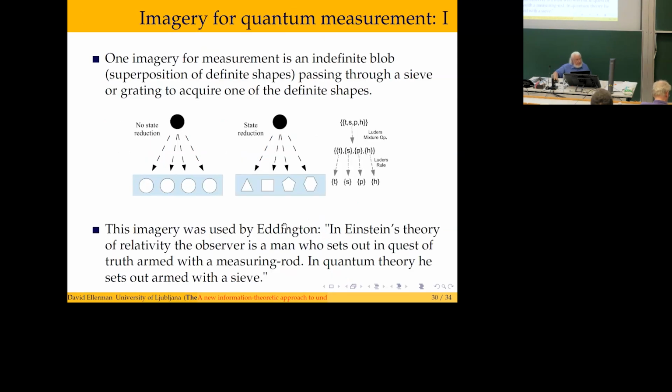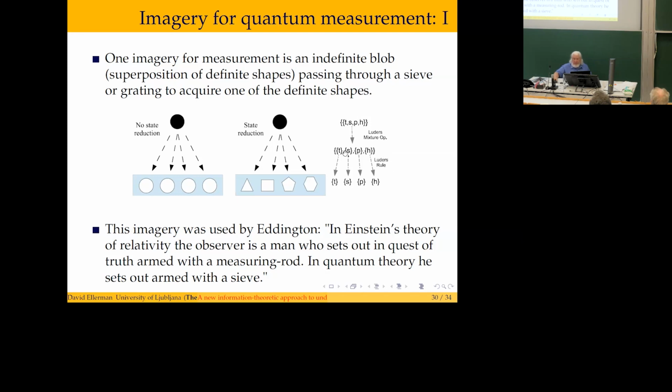So I'm almost finished. If you want an image of measurement, think of this round blob here as the superposition of all these distinct eigenstates here. And so you've got a triangle, square, pentagon, and hexagon. So measurement is where the Lüders mixture operation takes you from that pure state to this mixed state.